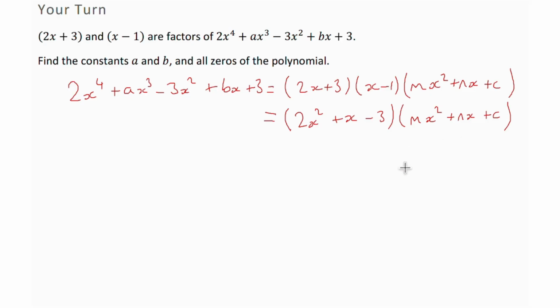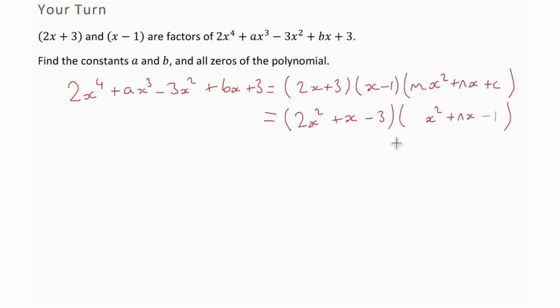Now immediately I can work out two of these, because the only way I can get 2x to the power of 4 is the 2x squared times the mx squared, which means m has to be 1. And similarly, the only way I can get to 3 is the minus 3 times c. And minus 3 times something has to be equal to plus 3, so that's going to have to be minus 1. Once I've got those two, I've just got n to work out here, and then I can use that to find a and b.